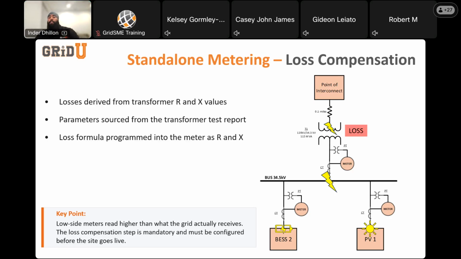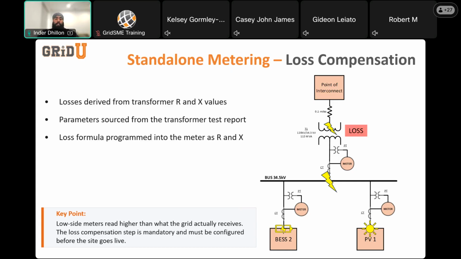X represents the reactive component. So together, they define how transformer losses scale with the current flow. These R and X values get programmed directly into the revenue meter as part of its configuration. The meter continuously applies the correction formula to its readings, adjusting its kW and kVAR output to reflect the POI equivalent value.